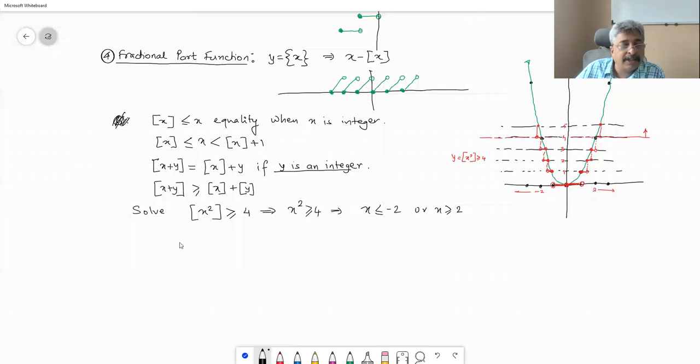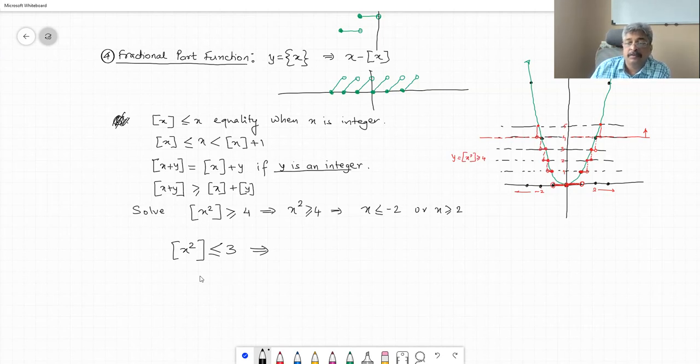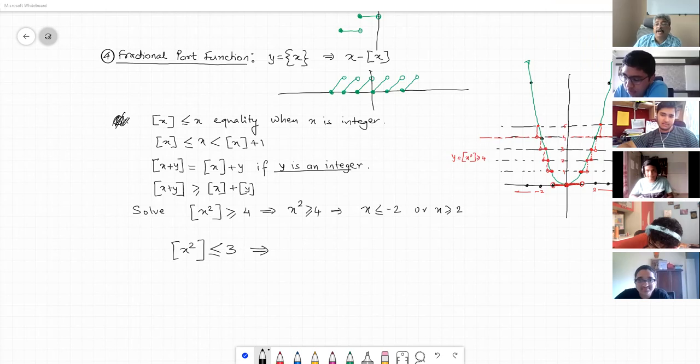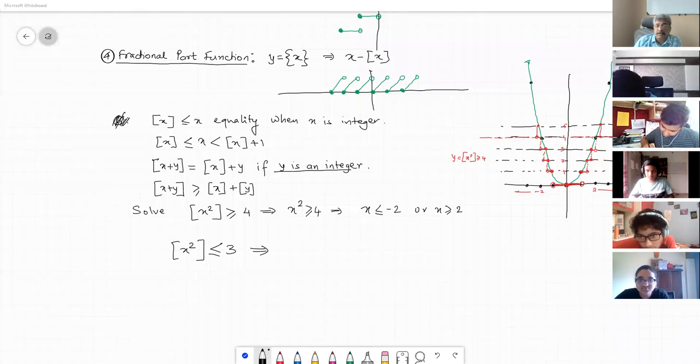Let us see. Greatest integer function of x squared is less than or equal to 3. What is the solution set? I have made the graph for you already, and you just need to write down the solution set. All the hard work is being done by me.